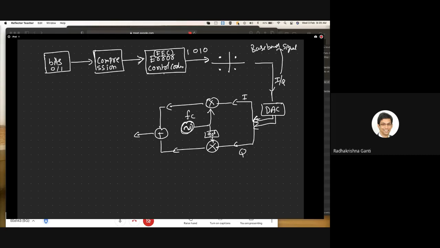The output of this, you get your RF signal. FC, for example, in Wi-Fi will be 2.4 gigahertz, and in 5G it can be 3.5 gigahertz or 26 gigahertz or whatever. So this is a high-level block diagram of the transmitter chain. At this point, you put your power amplifier, and then you put your antenna. I'm not putting the filters. So the baseband signal is kind of a digital signal completely, right?